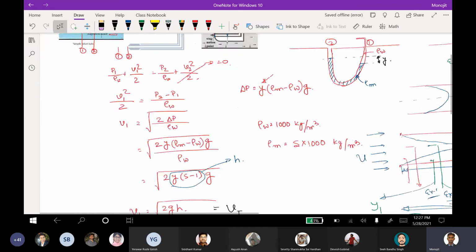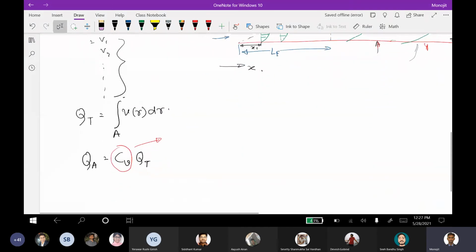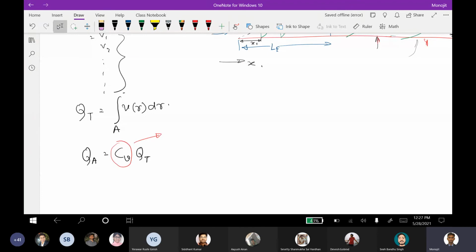That is why we need to know this CV value. If you know the CV value, then your pitot tube is calibrated. This theoretical velocity you can calculate. This theoretical discharge you can calculate based on the manometer reading. So simply you multiply it with CV and you get the actual velocity. Now, how will you get this actual velocity? Actual flow rate, not velocity.